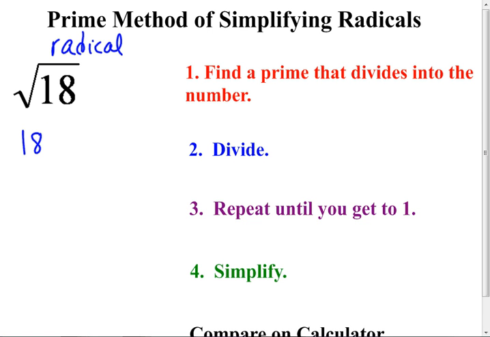We're going to take 18 and divide by a prime number. I usually start with the smallest ones, like 2 and 3. So we're going to divide by 2. And how many times does 2 go into 18? 9. Well, 2 doesn't continue to work, so what's the next number that works? 3. Let's put little bars here. I think that might help.